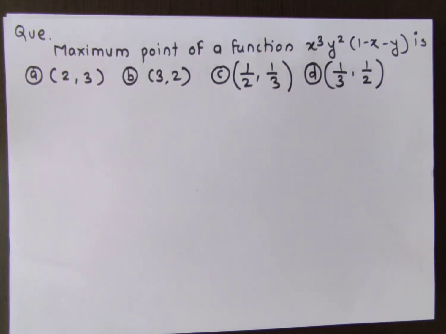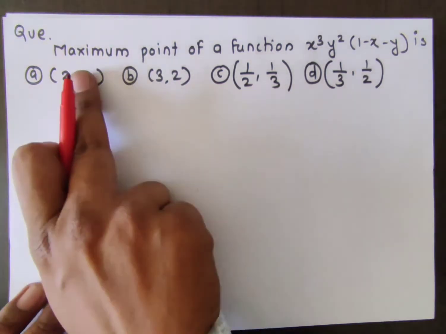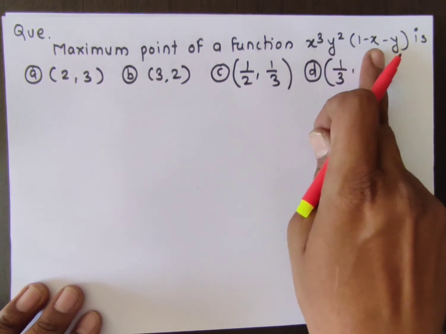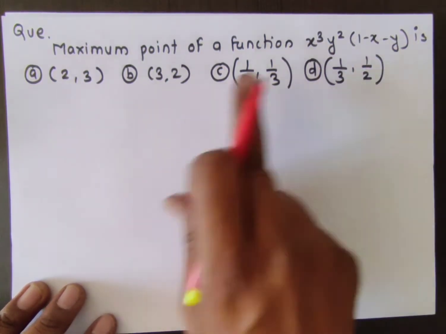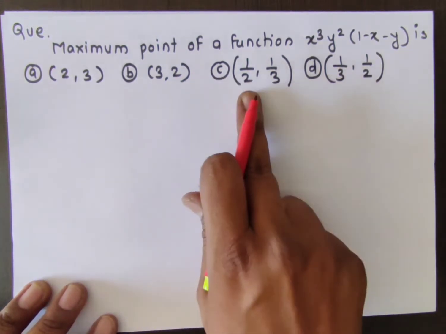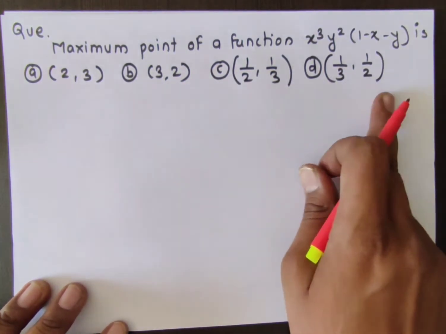Welcome to all. In this video, we will discuss some MCQs based on the application of partial differentiation, that is, maxima and minima. The question is: what is the maximum point of the function x cube y square (1 minus x minus y)? The options are 2 by 3, 2 comma 3, 3 comma 2, 1 by 2, 1 by 3, 1 by 3 and 1 by 2.